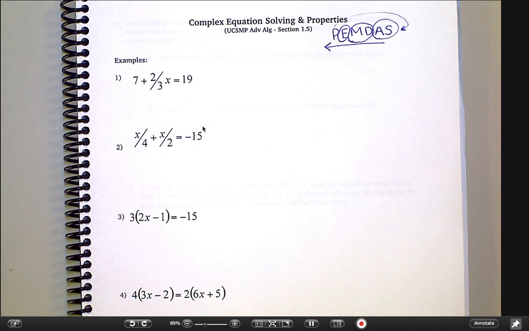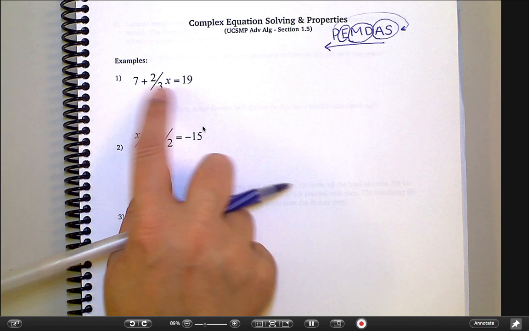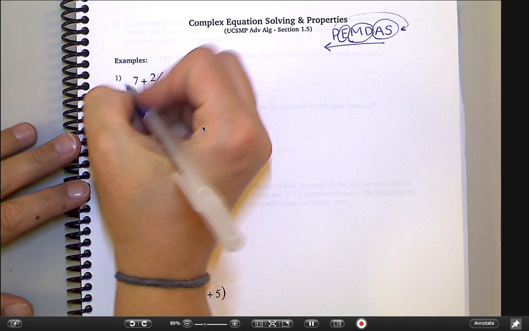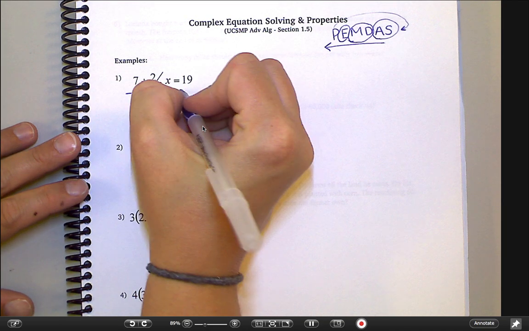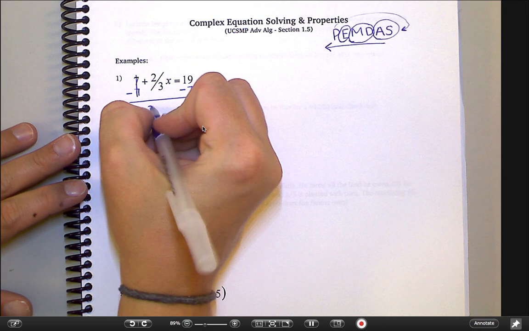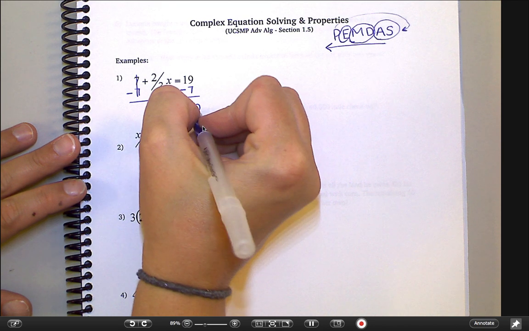Okay, so like in this first one, if I'm trying to get the x by itself, the first thing I want to get rid of is anything being added or subtracted. So like this 7 here, I would subtract 7 from each side. Okay, and we end up with 2/3 x equals 12.